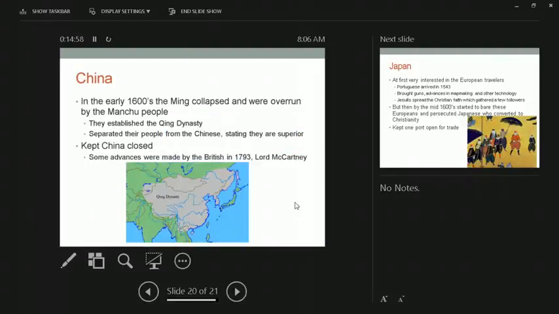And then in the early 1600s, the Ming collapsed and they're overrun by the Manchu people who established the Qing dynasty. And these people think that they are better than everyone else, and they close off China, and China stays closed until the late 1800s when the British and eventually us, the Americans, start coming in and saying, hey, China, you need to open your doors. And it's not going to be done very nicely.